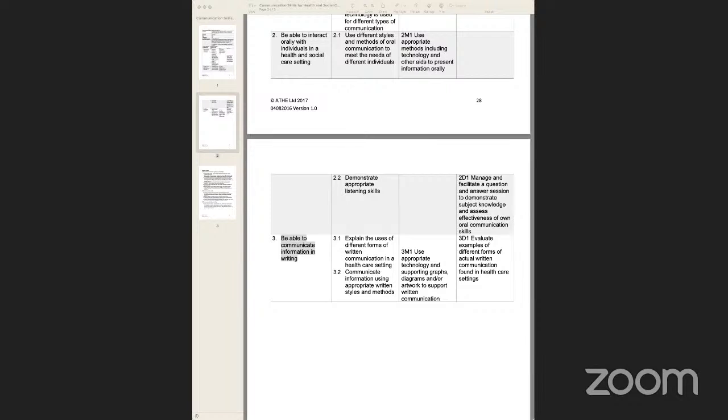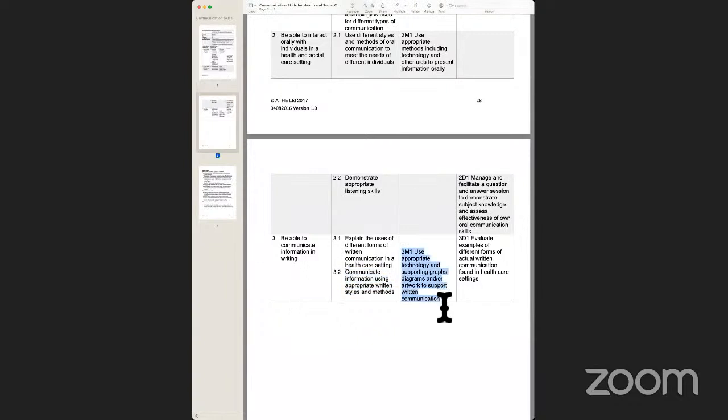Now, there are different forms of written communication that we are aware of, and we'll look at them, but we'll contextualize them towards health and social care. The other bit that we are going to look at in the second assessment criteria is how we communicate using different styles, or what the different written styles of communication are, and how we do that specifically when sending communication to patients, family members of the patient, colleagues, or other practitioners within health and social care.